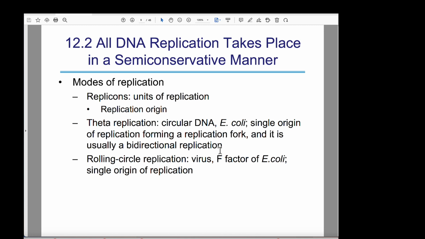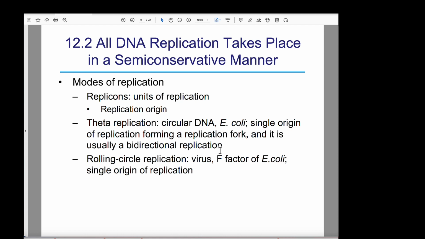So given that information, let's go into how DNA replication takes place in a semi-conservative manner. Let's talk about the different modes or types of replication. We have replicons. A replicon is a segment of DNA that undergoes replication. Each replicon, which is a unit of replication, has an origin of replication. You also have theta replication. Theta replication occurs because you have circular DNA that has an origin of replication and it forms a replication fork, and it's usually bidirectional, meaning that the DNA is going to replicate in two directions.